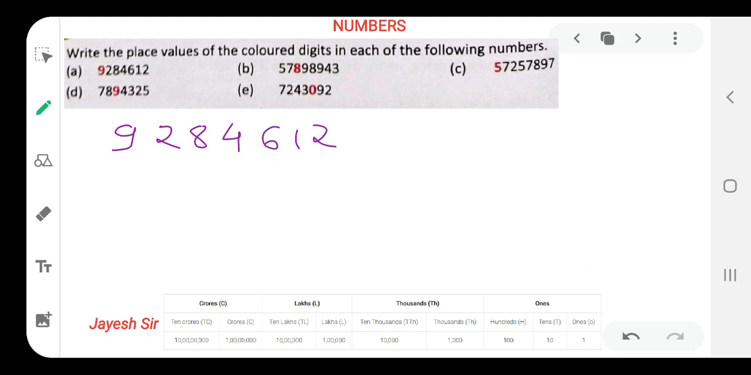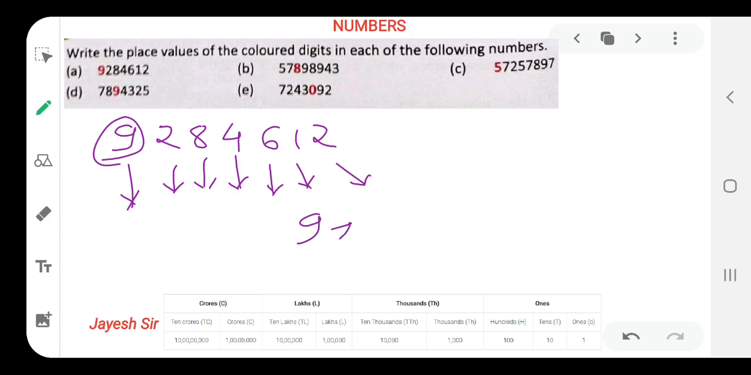How can we do it? This is ones. We have to find the place value for 9. We have done ones, tens, hundreds, thousands, 10,000, then lakh, and this is 10 lakhs. So the place value for 9 would be 10 lakhs. Yes, friends, I hope you all are getting it.